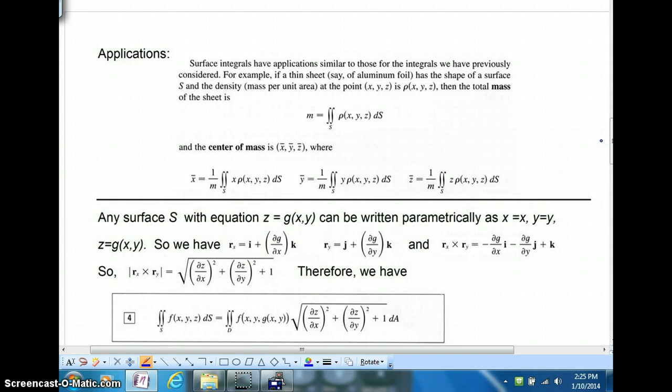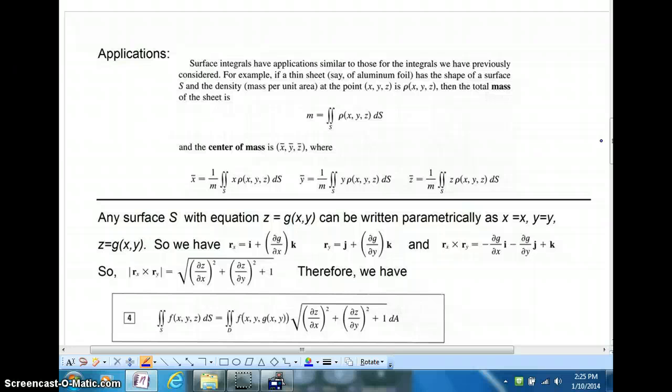Applications. Surface area has many applications as well. We could say that we've got a thin sheet, perhaps like a lamina, aluminum foil. It could have a surface, maybe the surface of a sphere or something else. By the way, those of you studying electricity and magnetism, you'll be dealing with problems like that soon enough. And perhaps you've even dealt with seeing problems in physics where you might have a metal ball surface and so forth. But suffice it to say, you could find the mass of the sheet.